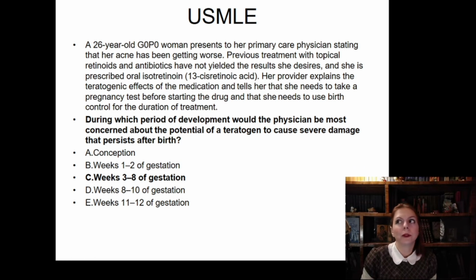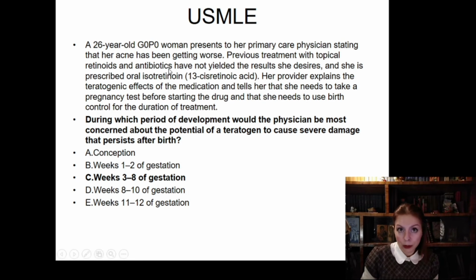I might have confused you, so it might be confusing. Let's start from the beginning. So this 26-year-old woman of reproductive age is administered some retinoids. Retinoids are derivatives of vitamin A. This is a teratogen. It might cause different abnormalities of embryonic development.